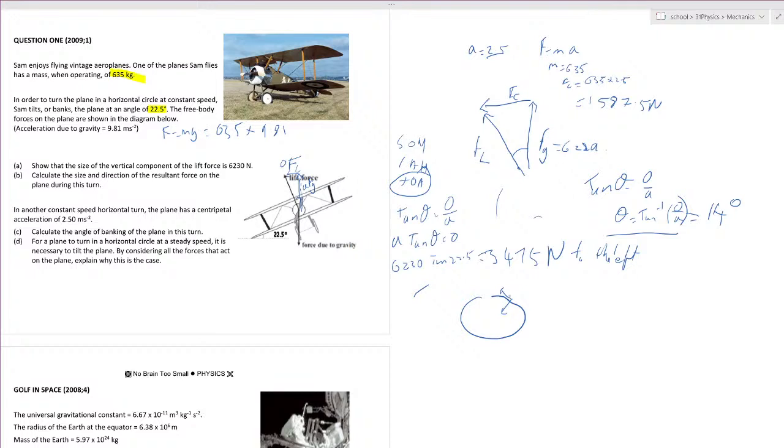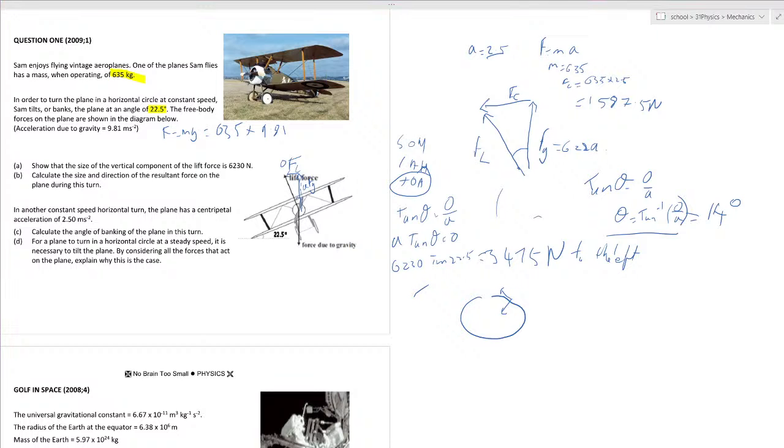The plane's wings are angled so that the centripetal force will act towards the center, and that's going to be the horizontal component of the lift force. The lift force is caused by the plane tilting its wings. The horizontal component of the lift force acts towards the center of the circle, which causes the plane to go around in a circle. And that's basically everything there, I think.